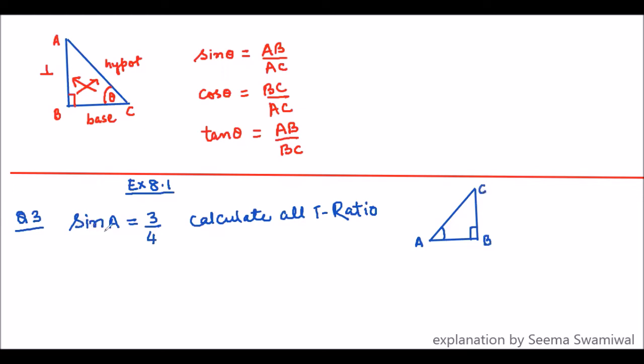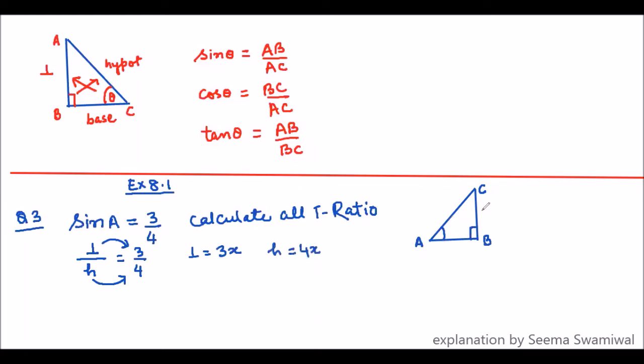Now, if sine theta, sine A, is given equal to 3 by 4, we all know the formula: sine A is perpendicular upon hypot. This implies that perpendicular can be taken as 3, and since it is a ratio, the common part will cancel each other. Therefore, perpendicular is equal to 3x. You may take 3x, so when we are talking about ratio, we may call it 3x also. And hypot is equal to 4x.